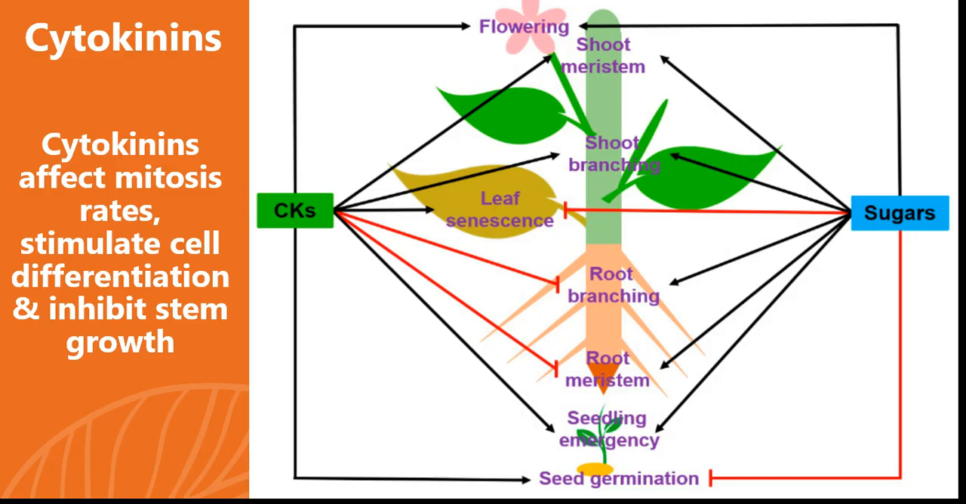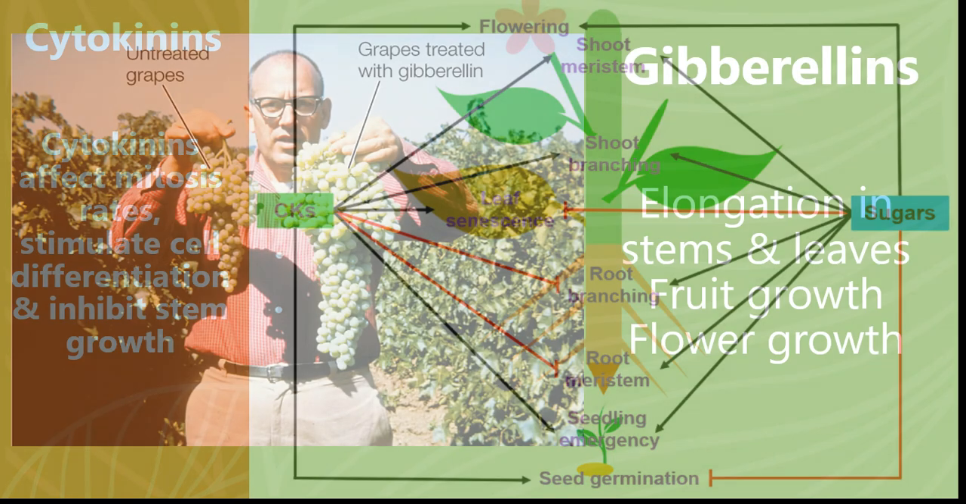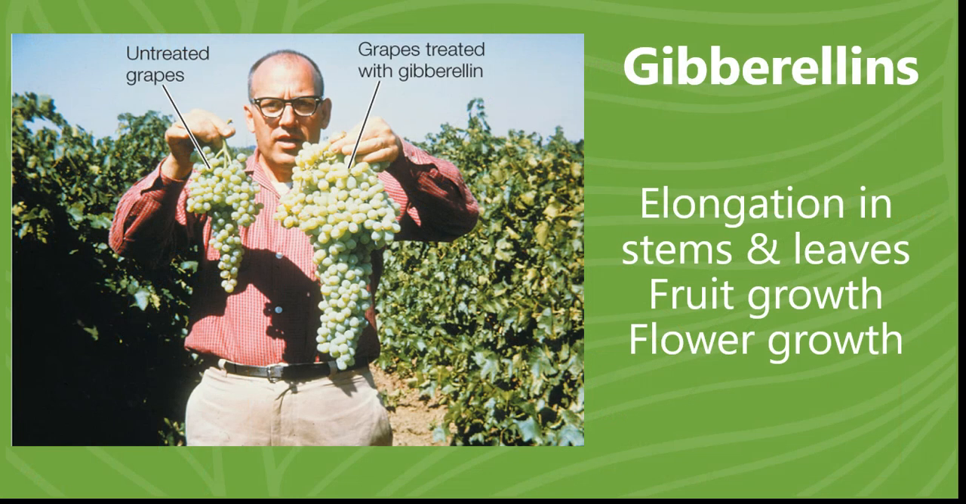So CKs would be our cytokinins right here, and they're going to cause branch, the shoots, the meristem differentiation, flowering, all that stuff, the sugars being made, and then sometimes it will slow things down, say in the wintertime, right? For trees, it would slow things way, way down. Gibberellins, the elongation of stems and leaves and fruit growth. We can see a picture here. These were treated. Somebody actually sprayed the plant with gibberellins.